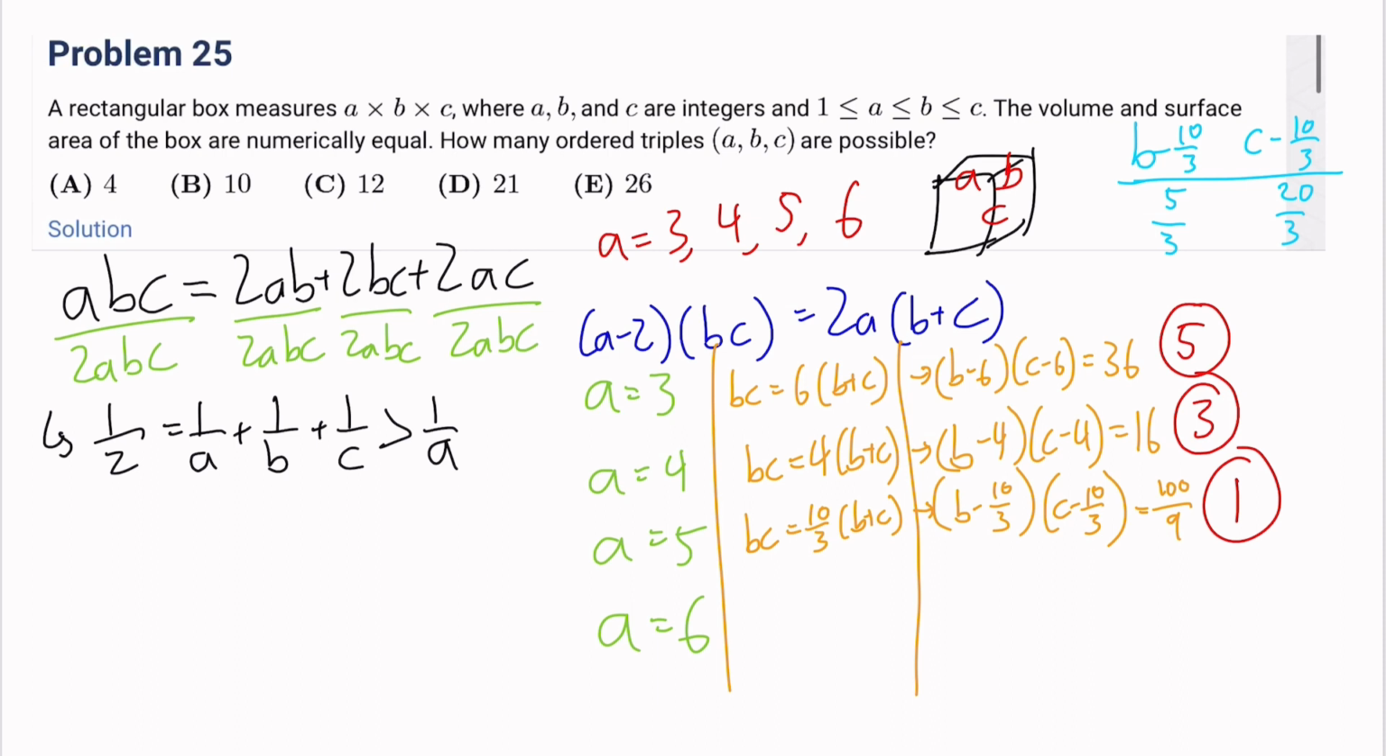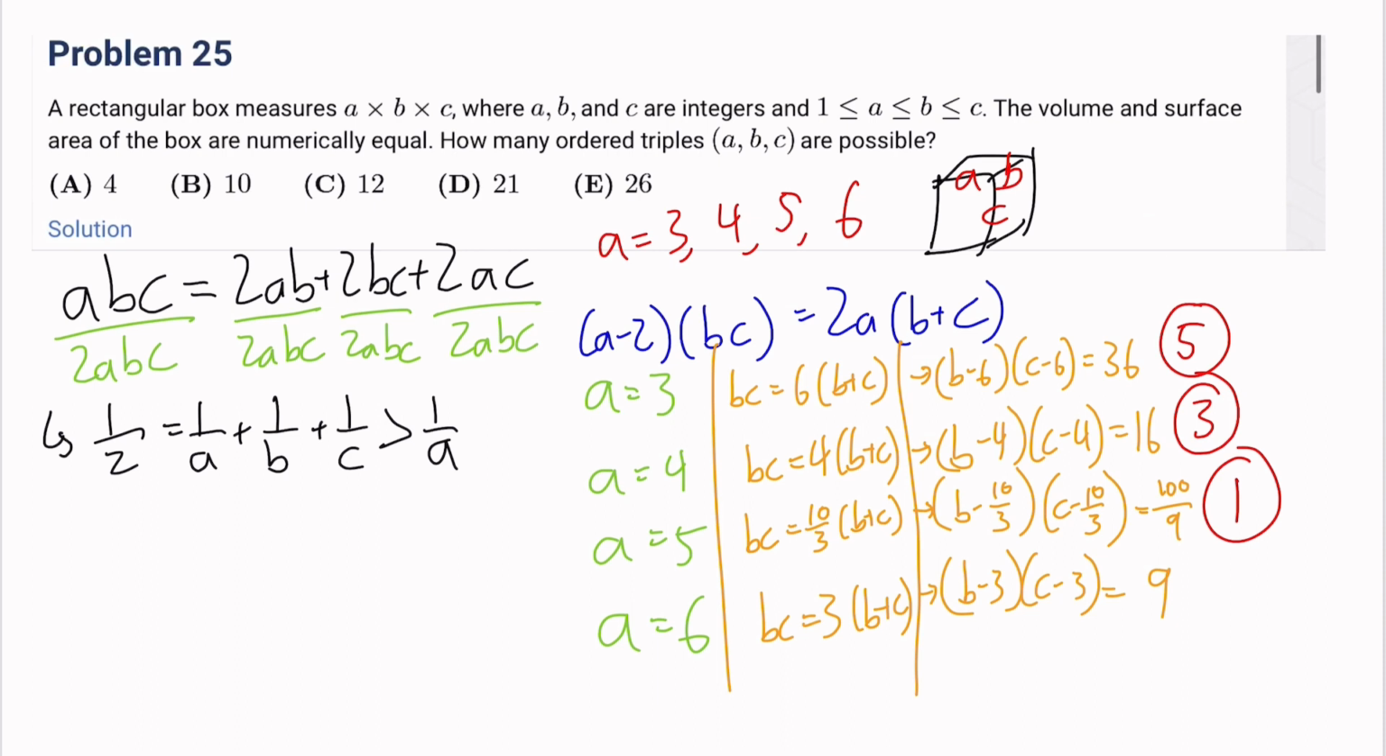And if A equals 6, then A minus 2 equals 4. So 4BC equals 2 times 6, so 12B plus C. So that gives us BC equals 3B plus C, because we divide by 4 on both sides. And so this gives us B minus 3 times C minus 3 equals 9. So B minus 3 and C minus 3 can be 1 and 9 or 3 and 3, right? But if B minus 3 is 1, then B would equal 4, but since A is 6, B and C both have to be greater than or equal to 6. If B equals 4, it's not possible. So 1 and 9 is not possible. But if it's 3 and 3, then B and C are both 6, and that does meet the conditions. So we also have only one possibility for this one.